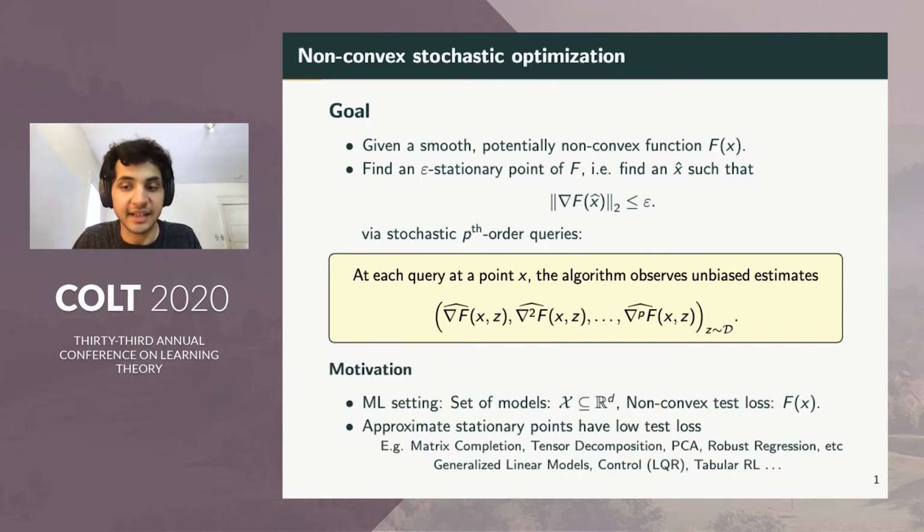A motivating example of this is the machine learning setting, where x corresponds to a set of models and f corresponds to the unknown test loss. For many such problems, even though f is non-convex, finding epsilon stationary points suffices to minimize the test loss, and one can easily query stochastic pth order derivatives using the dataset in hand.